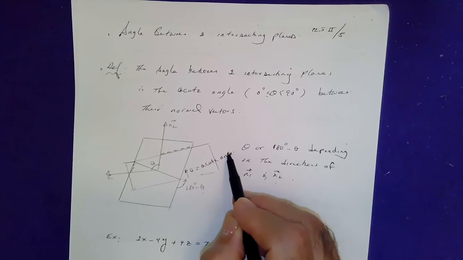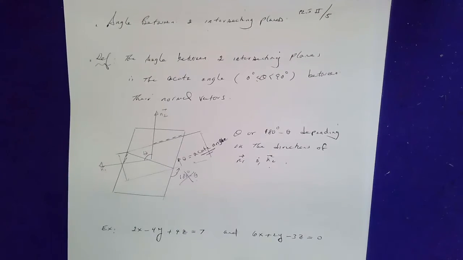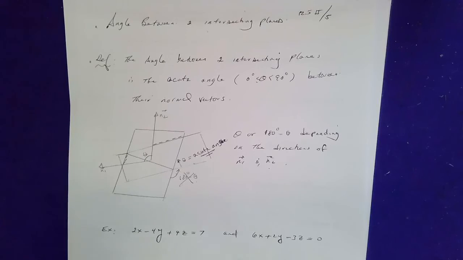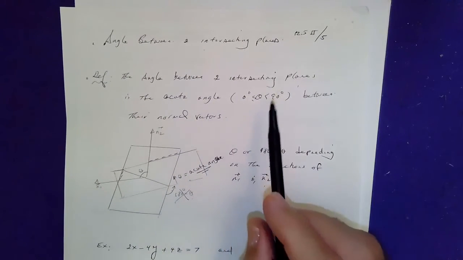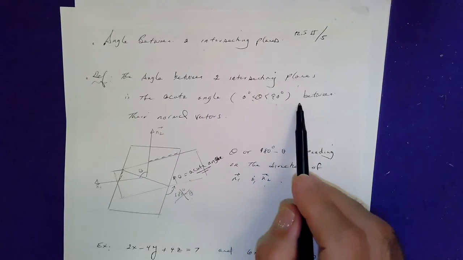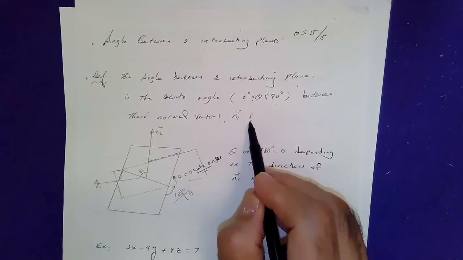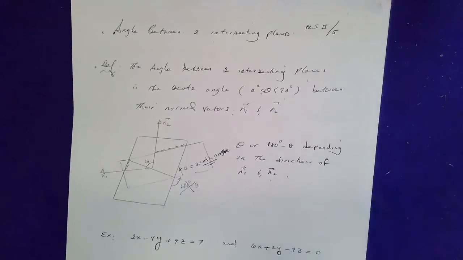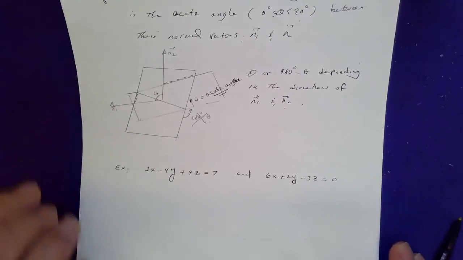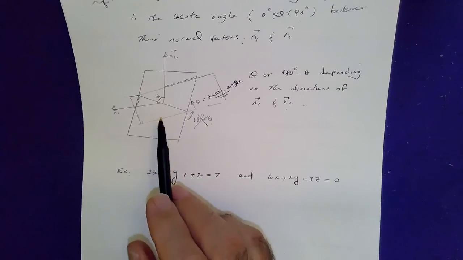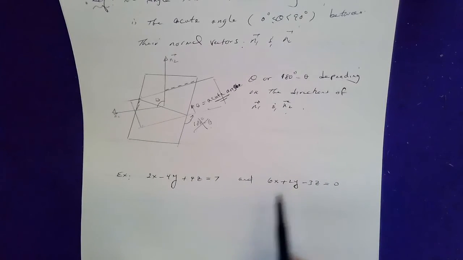So this is the one we are interested in. We are not interested in the obtuse. That's by definition. So the angle between two intersecting planes is the acute angle. That means theta has to be between 0 and 90 between their normal vectors, meaning N1 and N2. So all I have to do in order to find the angle between two planes is find the acute angle, which is between 0 and 90, between the normal vectors of the two planes.